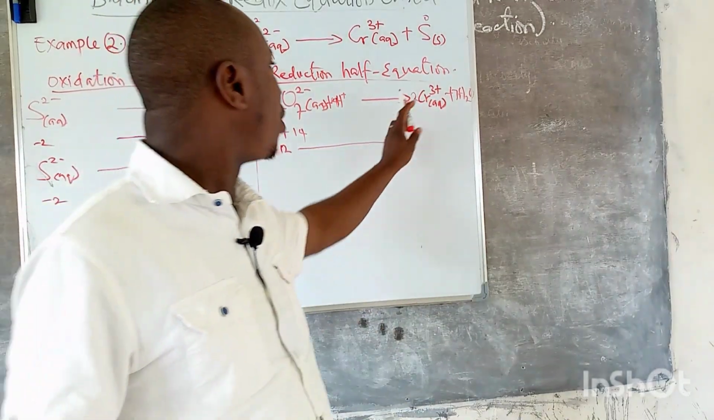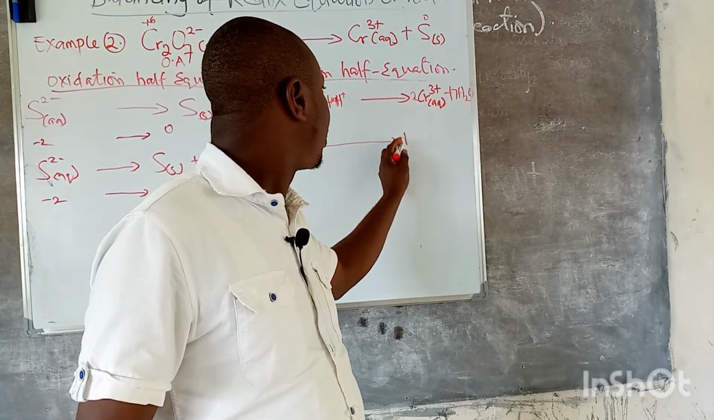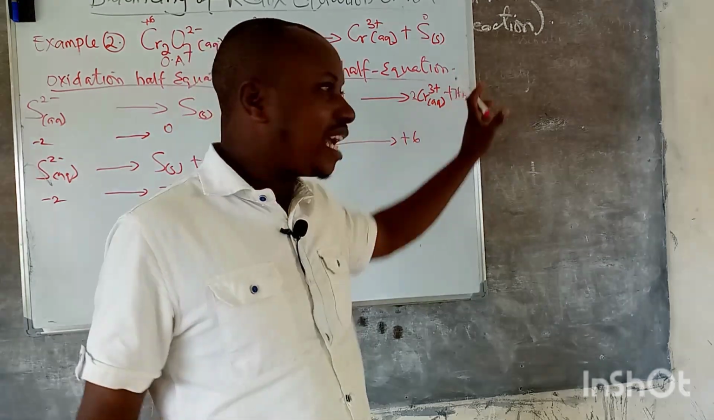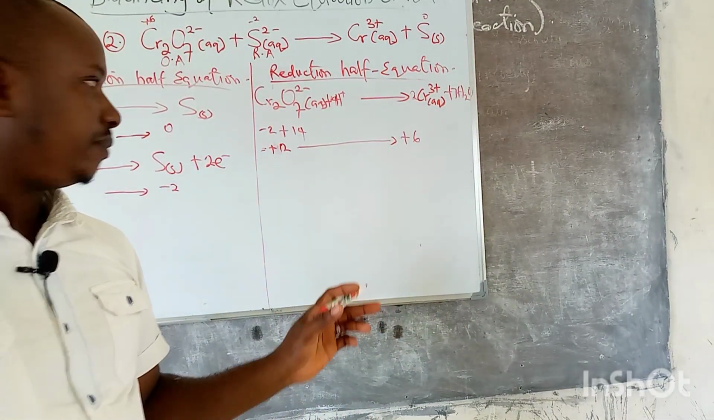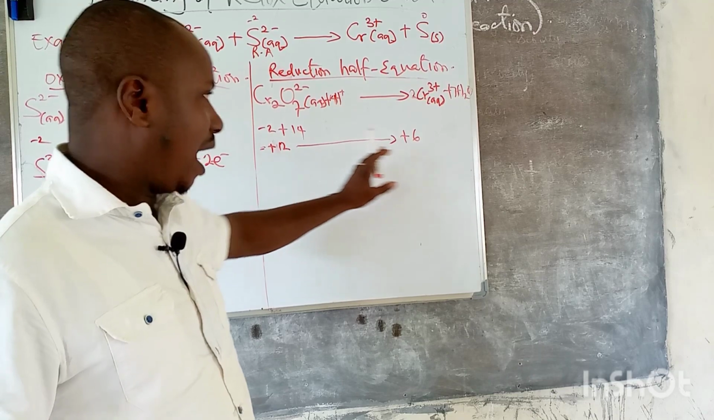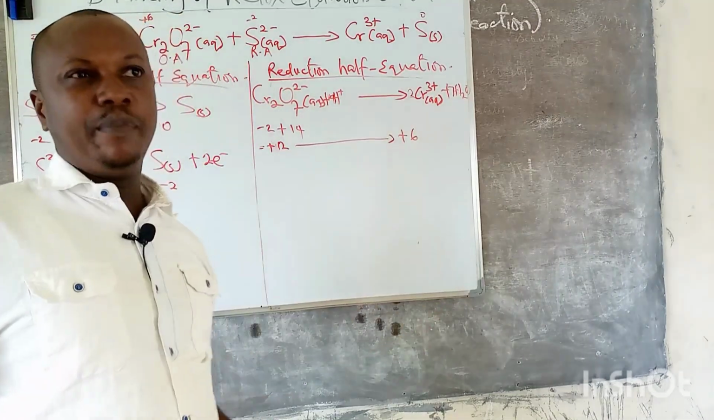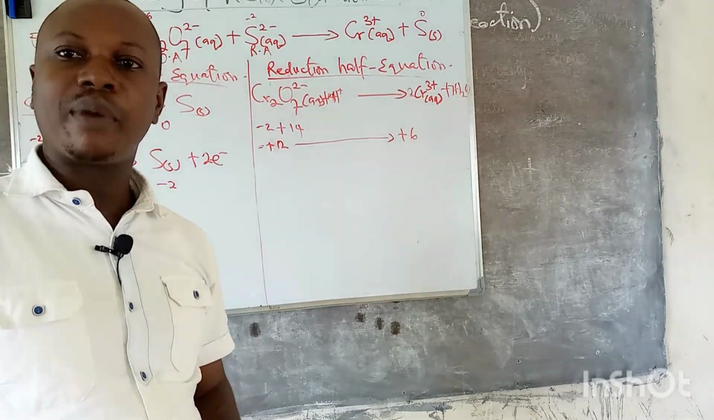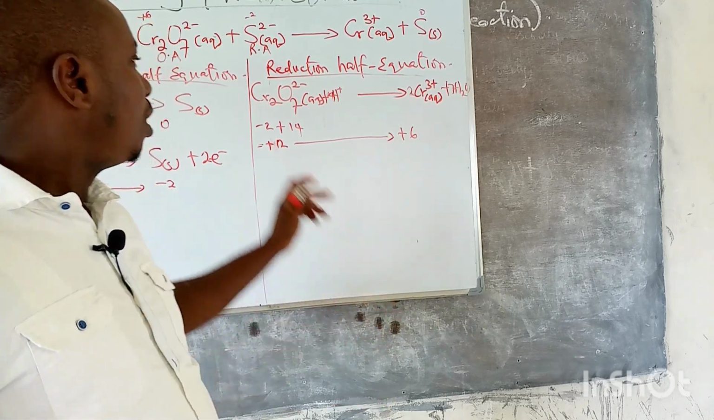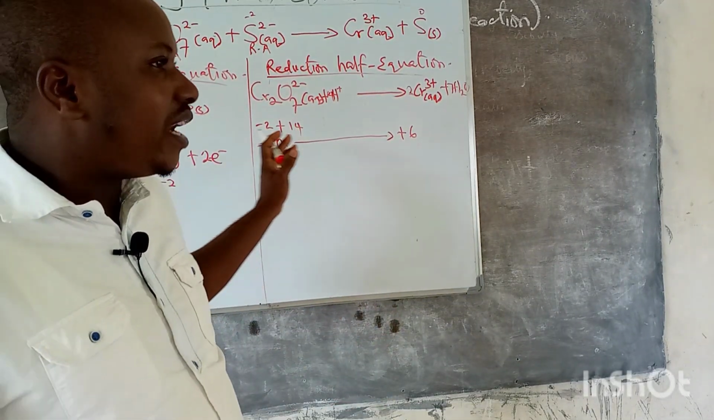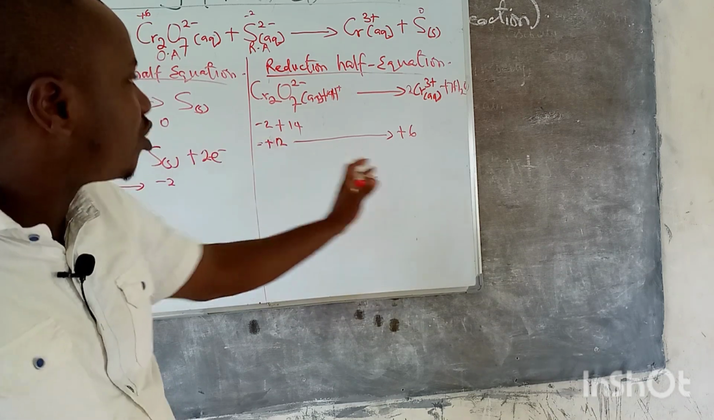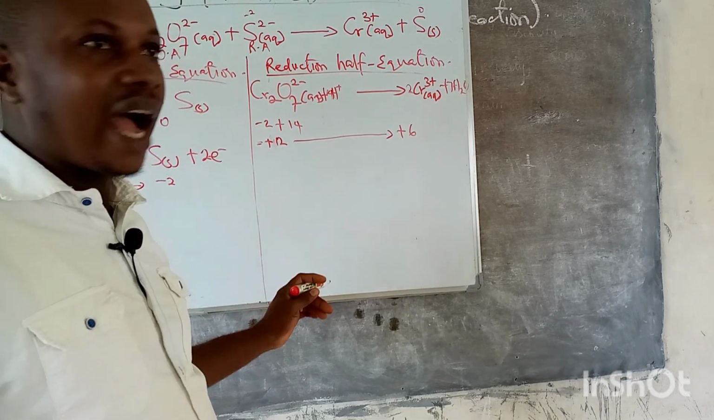And the charge of this side is what? 2 times 3 is plus 6. Remember, water is neutral. It has no charge. So we have plus 12 here and plus 6 here. How do we balance them? How do we balance number of charges? Remember that we are adding number of electrons at the left-hand side to balance number of charges. So look at how it goes.